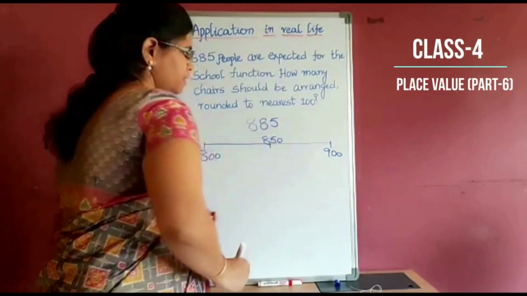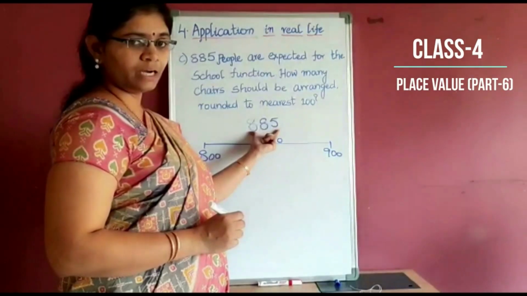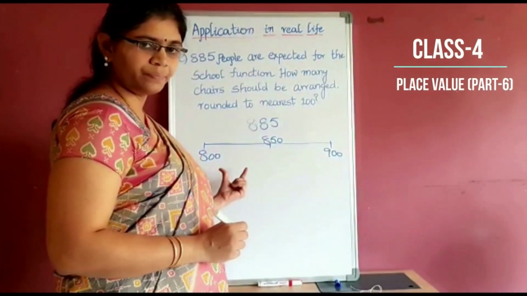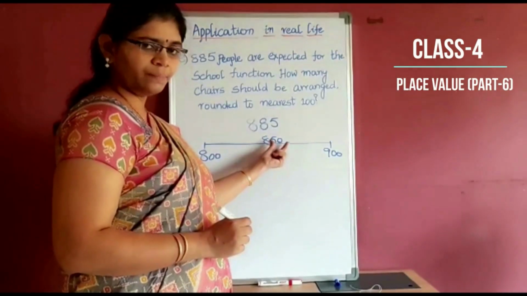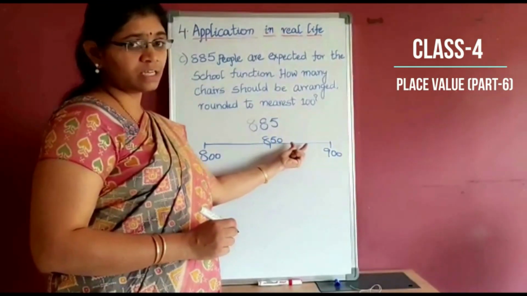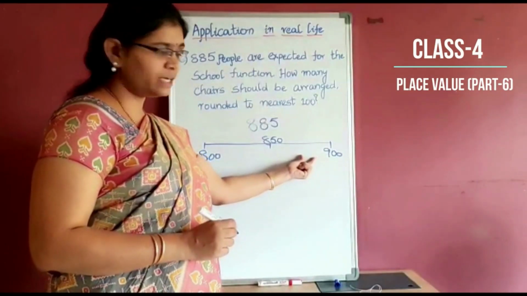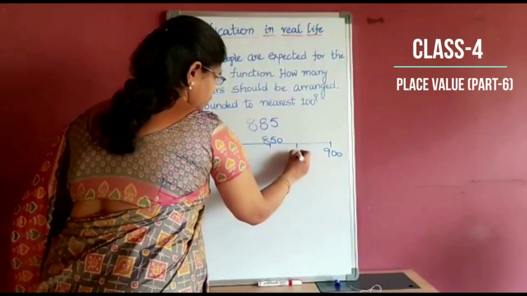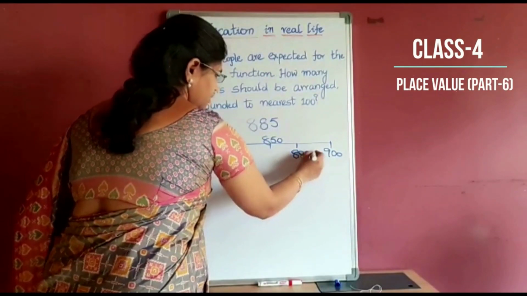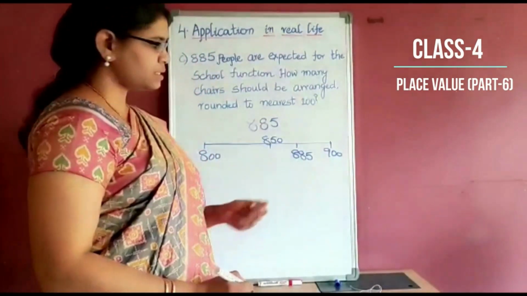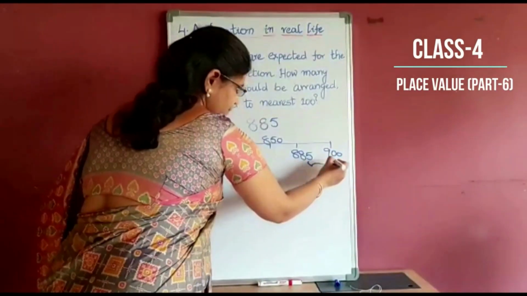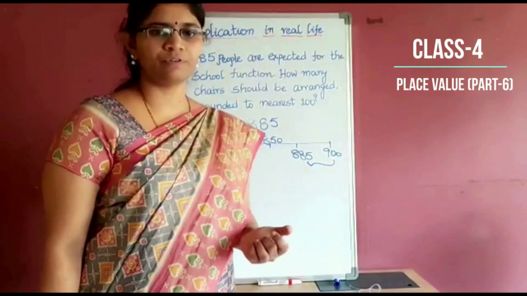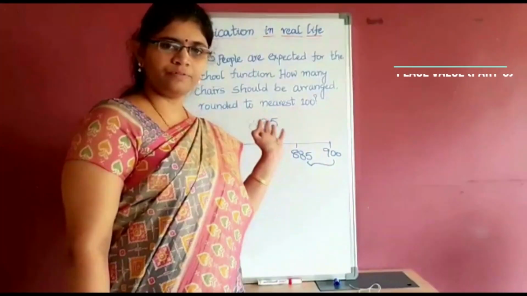850. Now the given number 885 comes to the right side of 850 or to the left side of 850? After 850, we have the 860s, 870s and 880s on the right side of 850. So here you have 885, and it is clearly observed that it is nearing 900. So approximately 900 chairs they have to arrange for the school function.